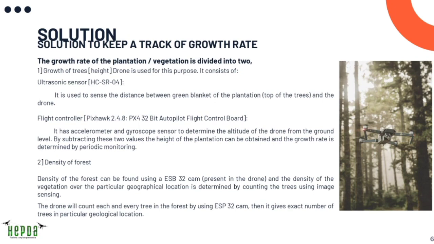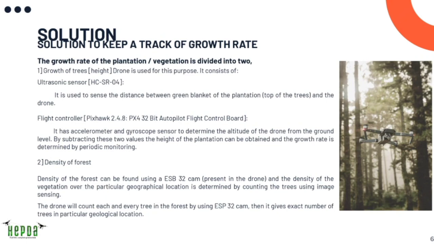Solution to keep track of growth rate. The growth rate of the plantation or vegetation is divided into two. First, growth of trees, meaning height. A drone is used for this purpose. It consists of an ultrasonic sensor, HC-SR04, which is used to sense the distance between the green blanket of the plantation, the top of the trees, and the drone.